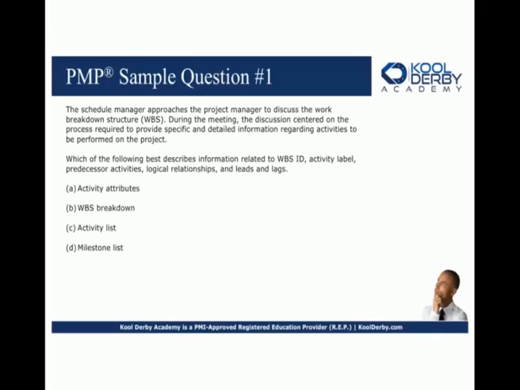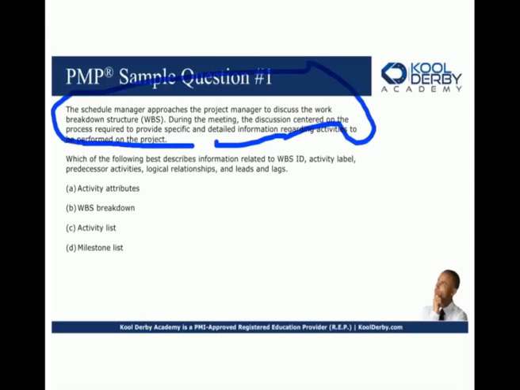All right, so you've got this little scenario up here. It makes some sense, but really this is the stem of the question right here. This is the stem. In other words, this is where the question is coming from. All right, so which of the following best describes information related to the WBS, activity label, predecessor activities, logical relationships, and leads and lags? All right, what do you think is not the answer?